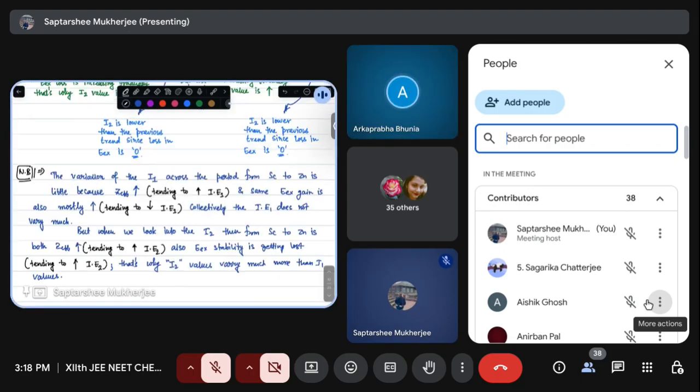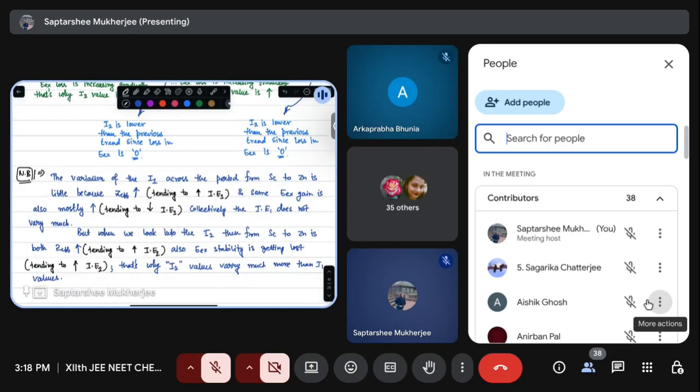Now finally, if I look at the third ionization process, you think and tell me, what should happen to the variation of the ionization enthalpy values? What is your expectation?